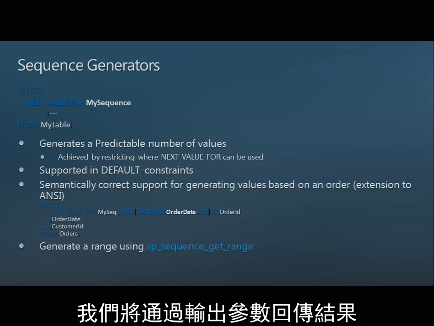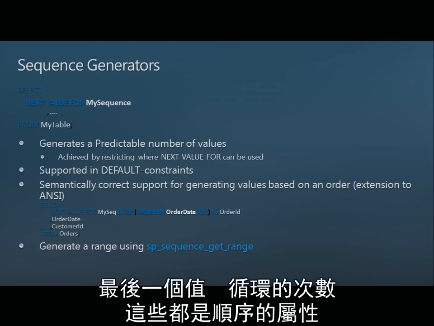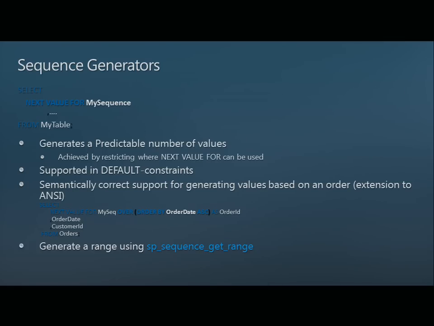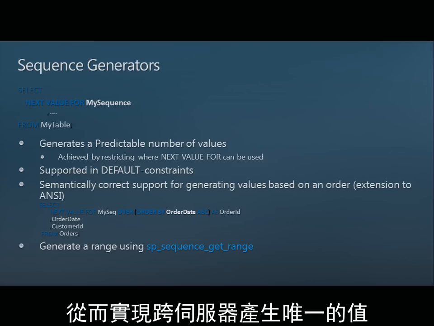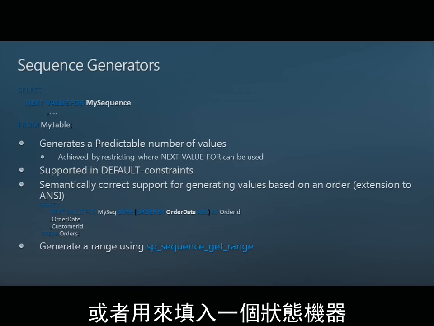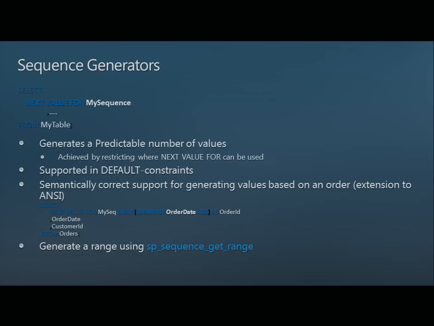This is the first value in the range that you got. This is the last value. This is the number of times we cycled. And these are the properties of the sequence. In this way, you can now use this sequence to either populate the sequence on another database, on another server, in order to have them generate unique values across the servers, or you could use it, for example, to populate a state machine that maybe inserts unique values into a text file before you import it into the database.